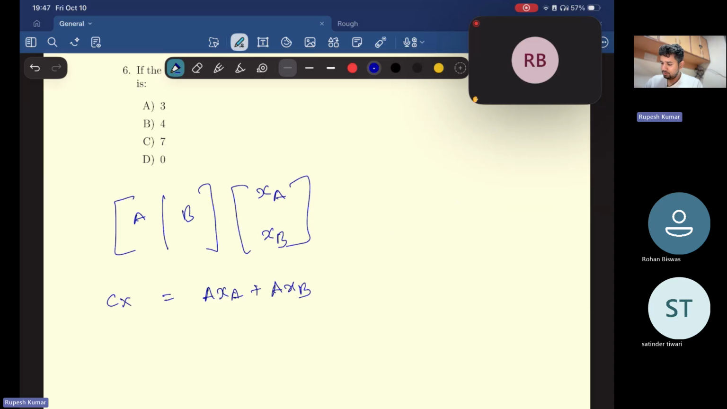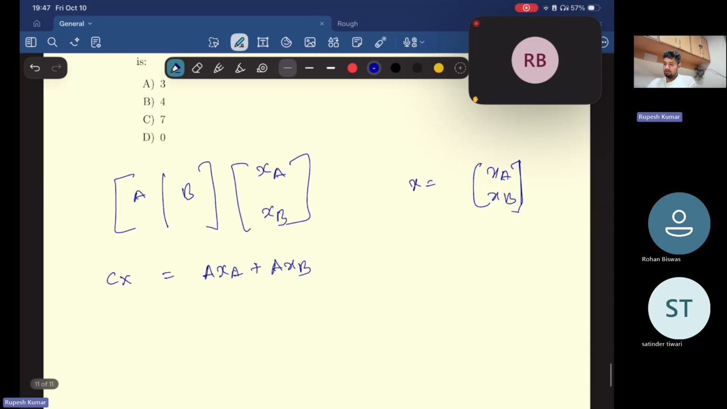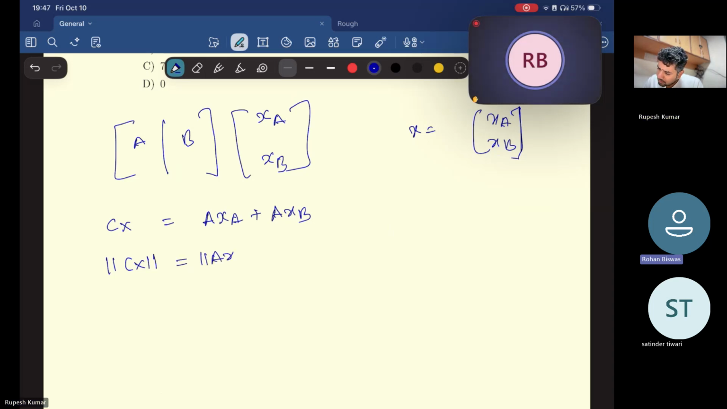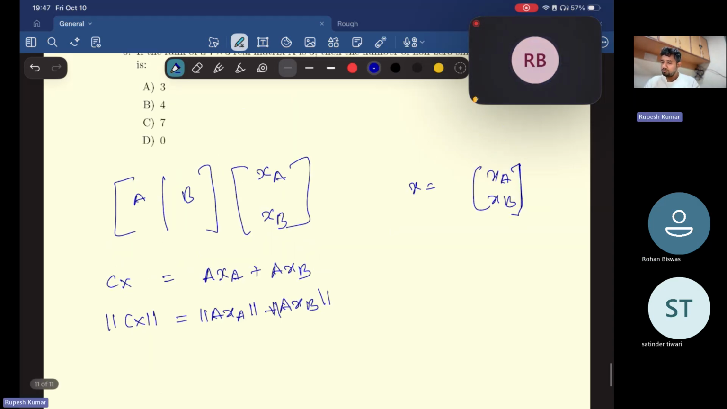Now this will be C into X, where X equals XA, XB. Then what is the maximum singular stretching of X? Actually, I'm a little bit confused about the dimensions here, whether the multiplications are permissible or not. We are choosing XA and XB such that the multiplication is allowed. So this is 6 by 3, this is 6 by 3. So XA would be 3 by 1, and XB will be 3 by 1, right?